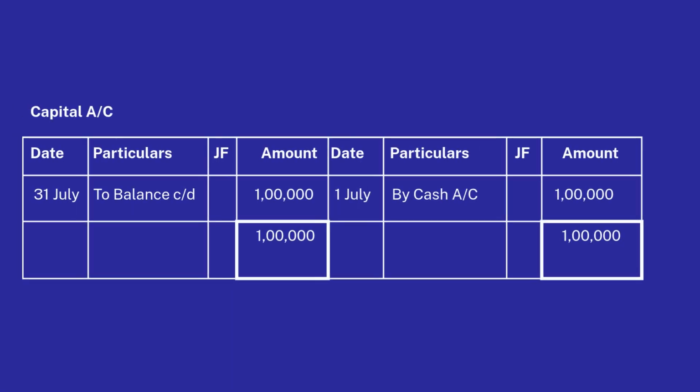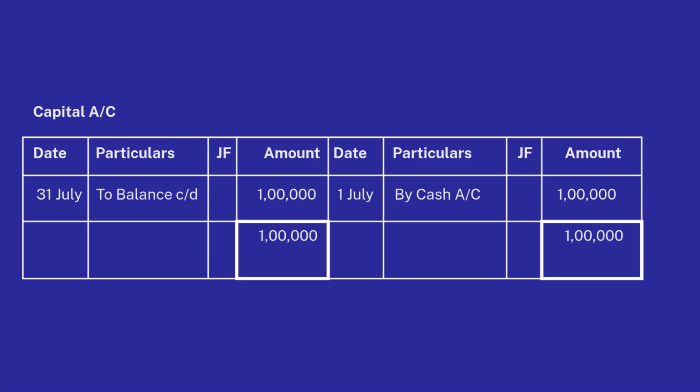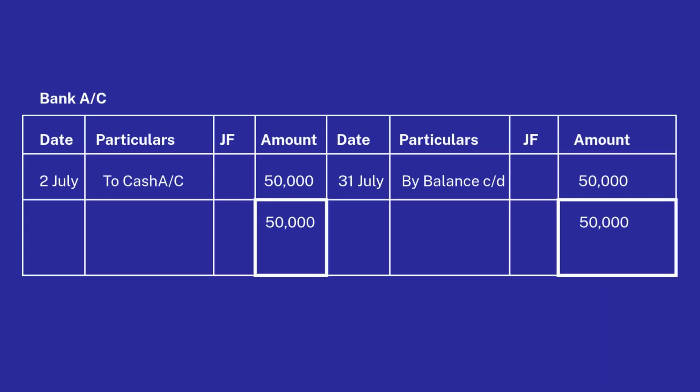Next we have capital account in credit side by cash is written as capital was introduced in the business, and at last, this account is balanced by writing the difference amount in debit side as to balance carried down. Now, bank account to cash account with 50,000 rupees is entered in debit side as cash was deposited in bank account and the account is balanced by writing the difference amount.